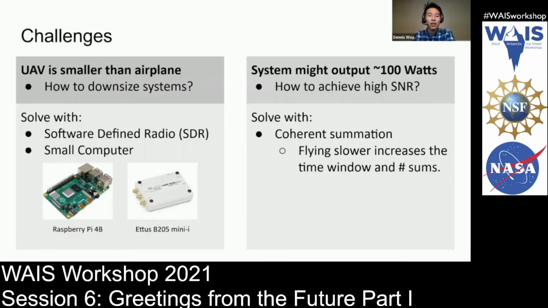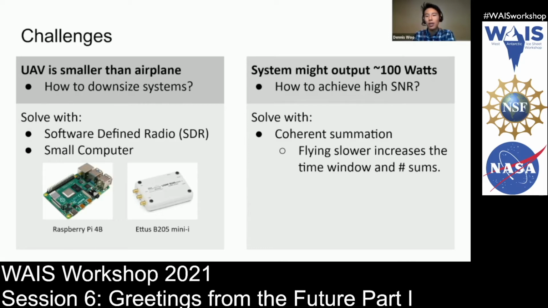A significant challenge with this idea is that the UAV is much smaller than an airplane, which leads to the question, how do you downsize the systems? And it's possible to do this with a software-defined radio, or SDR, and a small computer. So part of what I worked on was making a functional radar system with a Raspberry Pi as a computer and an Ettus B205 Mini as the SDR.